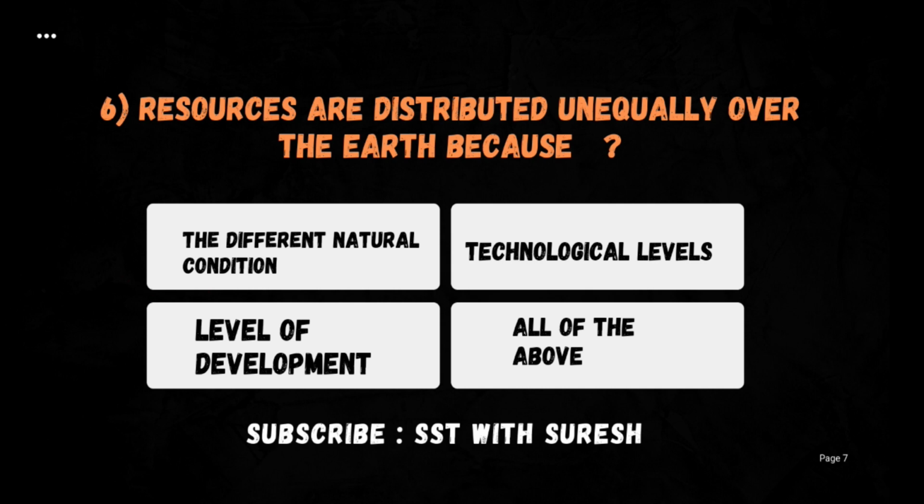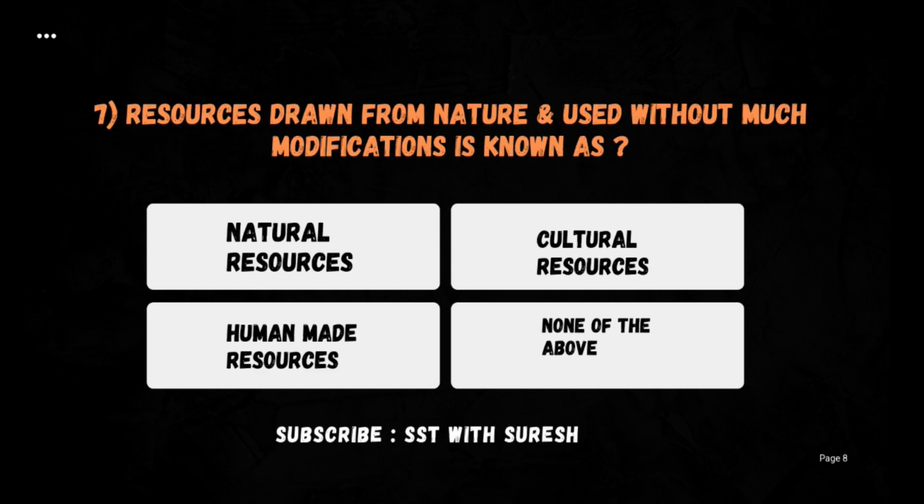Okay, next question, question number 7. Question number 7 asks: resources drawn from nature and used without much modification are known as what? The options are: A, natural resources; option B, human made resources; option C, cultural resources; and option D, none of the above. The correct answer for question number 7: resources drawn from nature and used without much modification are known as natural resources.